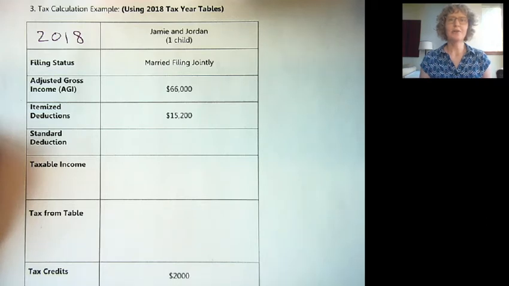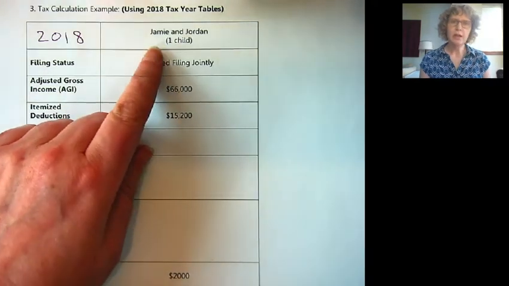Hi, in this video we're going to go through all the steps of calculating taxes for one family. And we're going to use the 2018 tax tables. But if you're seeing this in a later year, that means the procedure is still the same. It's just that your tables might be different for the actual numbers, but the process would be the same. This one is new for 2018 though, because some of the items have changed.